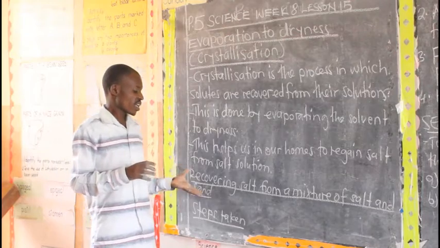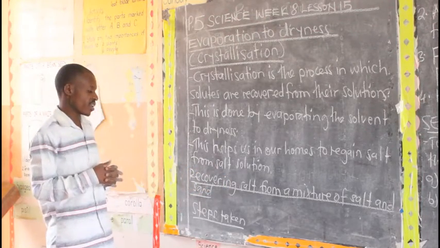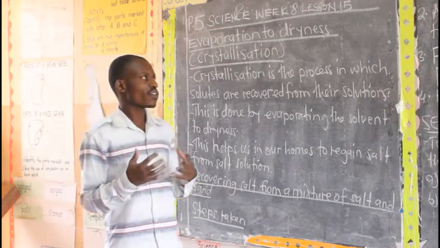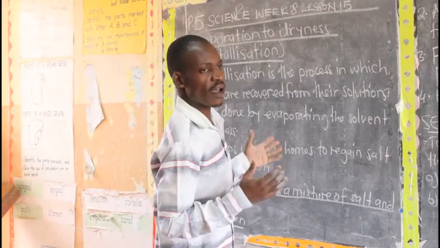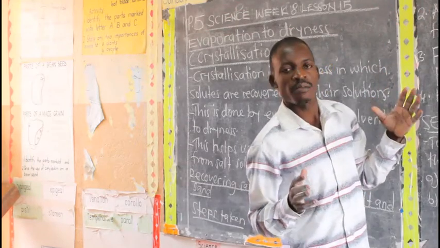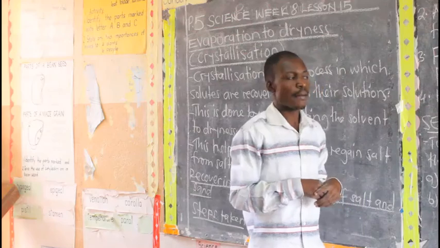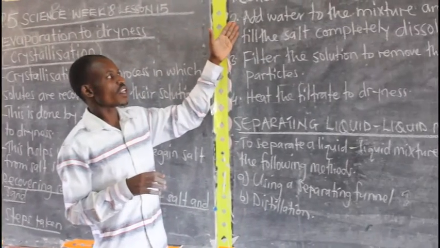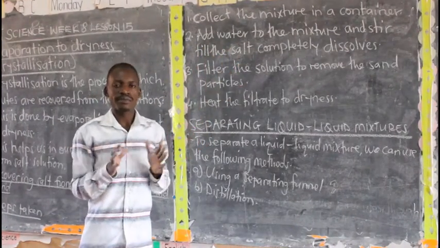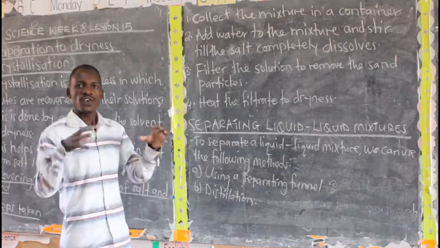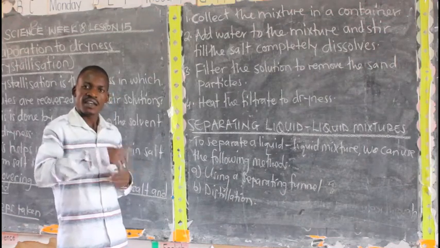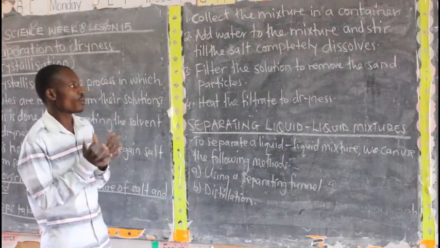Now here we have recovering salt from a mixture of salt and sand. How can we separate a mixture of salt and sand? We can do it with the following steps. One, collect the mixture in a container. Then add water to the mixture and stir until the salt completely dissolves.